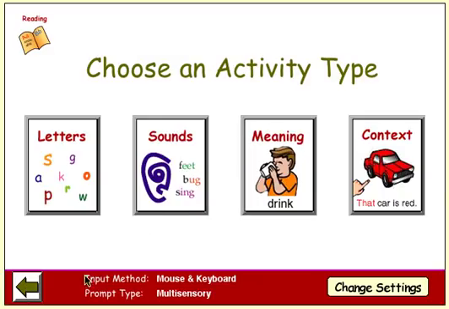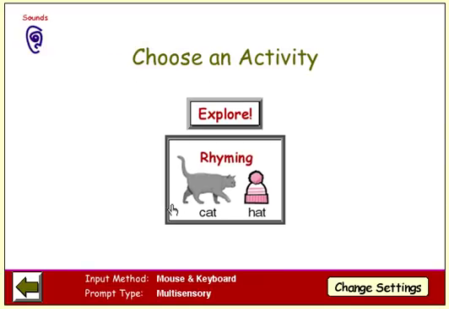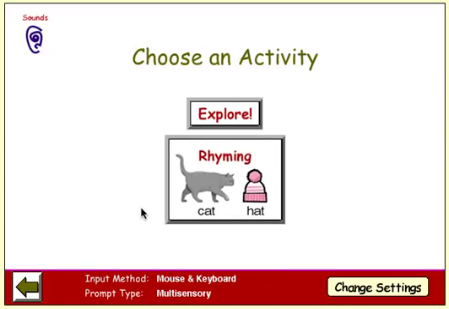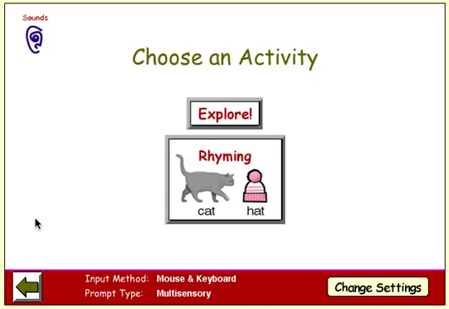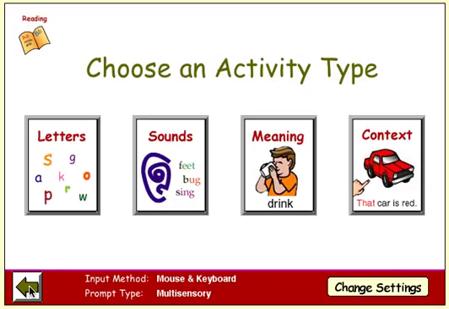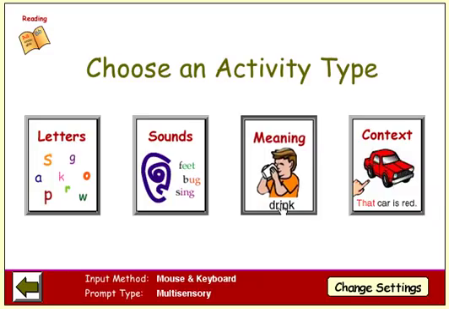Sounds are the phonetic sounds, and we've used a rhyming activity here, both with words that are spelled the same, in the same word family, like cat, fat, hat, mat, bat, and words that are spelled differently, like feet and eat, to see whether or not kids can sound out the words and know whether or not they rhyme. The context, I'm skipping meaning because I'm going to demonstrate that one for you.